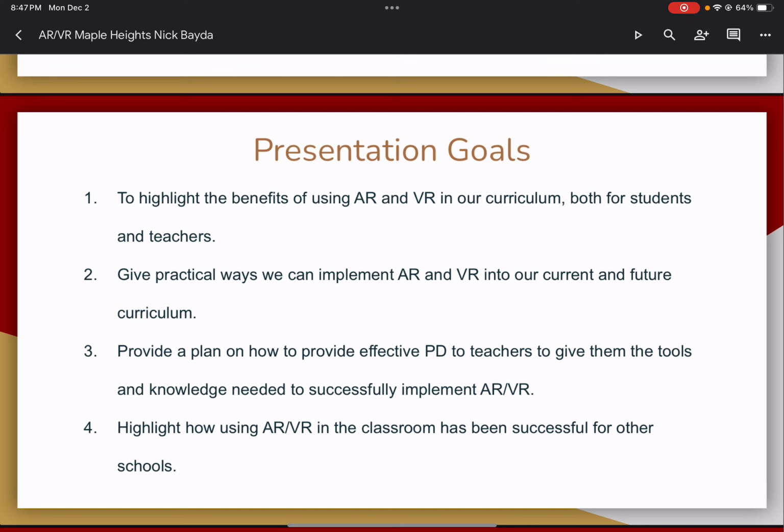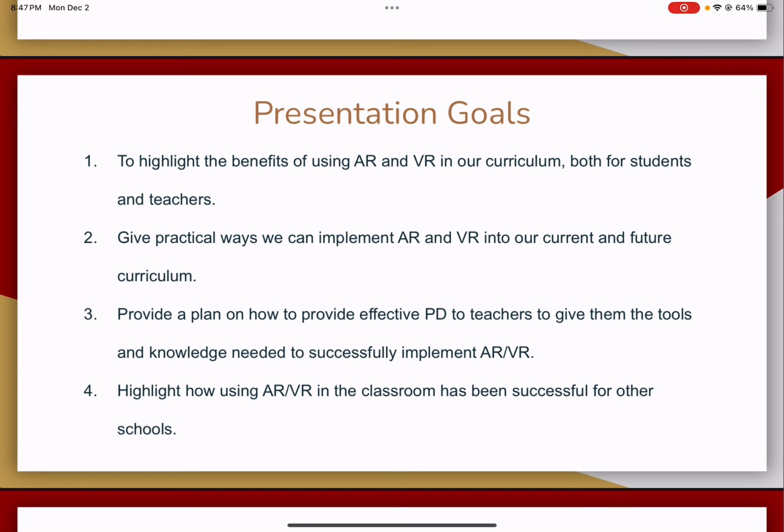So my goals for this presentation are to highlight the benefits of using AR and VR in our curriculum, both for students and teachers. I want to give some practical ways we can implement AR and VR into our current and future curriculum. I'm going to provide a plan on how we can provide effective PD to give teachers the confidence and skills to use these technologies. And I'm also going to talk about how these technologies have been successful in other schools.